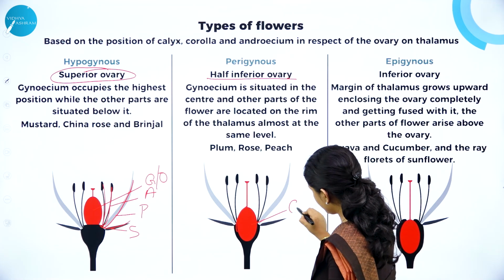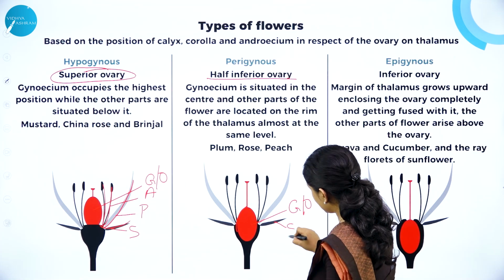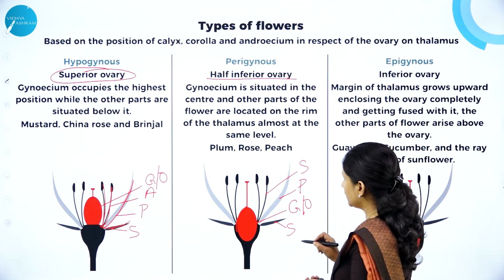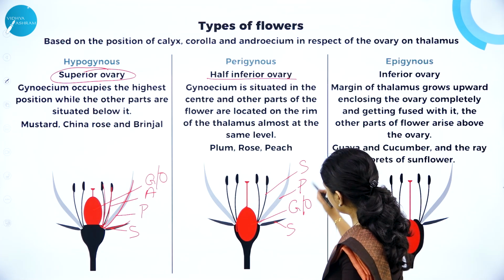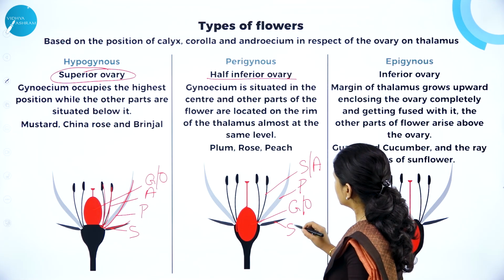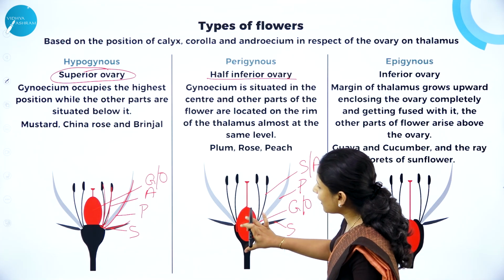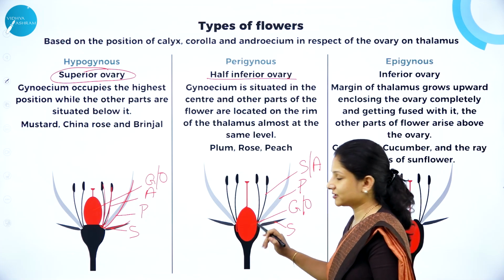This is the gynoecium or the ovary. Then comes the sepals, then the petals and the stamens, that is the androecium. So, here what happens, or I'll write it as A. The ovary is half buried in the thalamus or the receptacle.